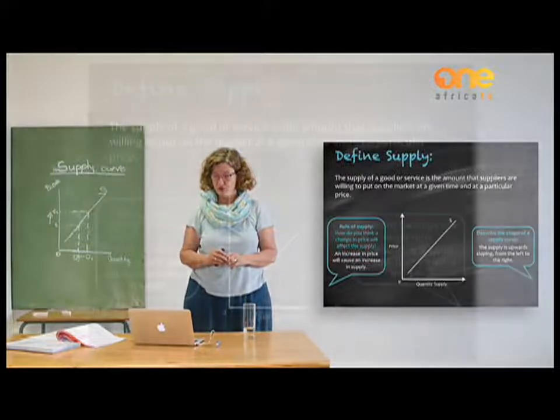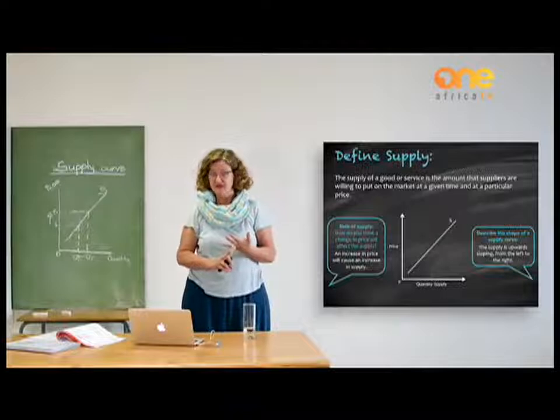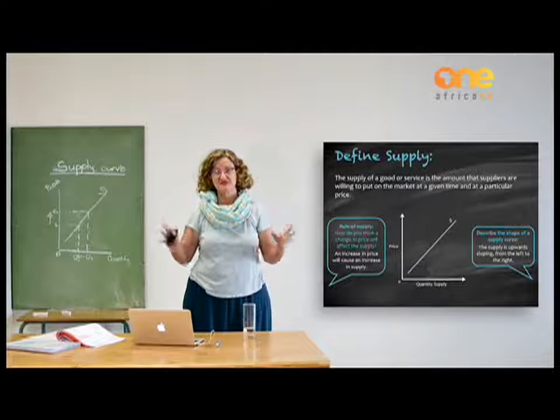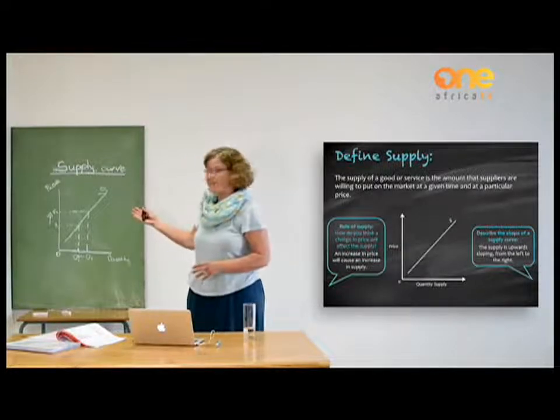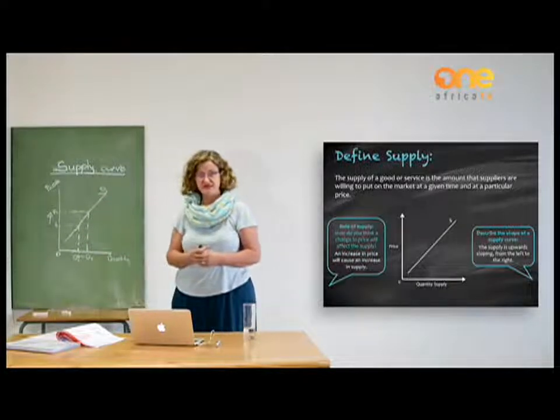Supply of a good or a service is the amount the suppliers are willing to put on the market at a given time and at a particular price. So only when you have all that willing at a particular time and a particular price, then it can be seen as supply. Okay, we look at the shape of the supply curve. It's moving upwards from the left to the right.